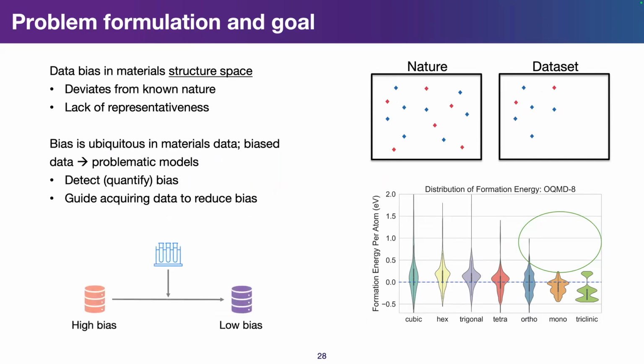So although bias is ubiquitous in materials data, its presence is problematic. If we feed biased materials data to a model, the model will learn something wrong. So our goal here is to first detect the bias and then guide acquiring new data to reduce the bias.